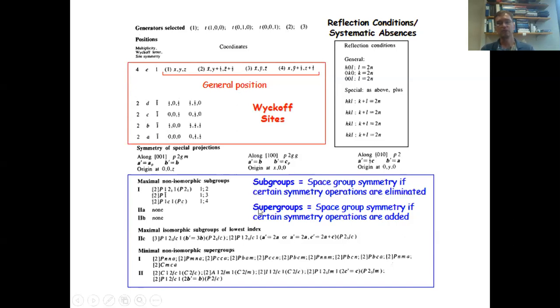So now a supergroup is basically the opposite. Supergroups are groups based on the group to which other symmetry operations have been added. Okay, so you add additional symmetry elements to the 2-1 screw axis and the C glide plane, then you arrive at what is called a supergroup, and there can be a number of them, and they are being listed here.